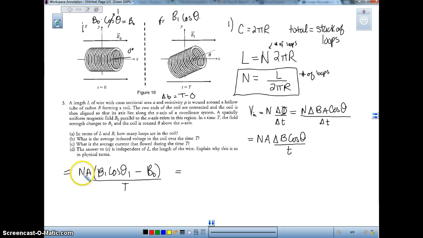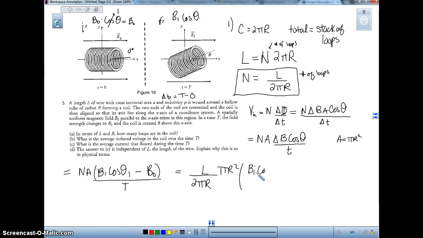Now I can't use n and I can't use a because those are the parameters that allow us to write this problem out. So I have to put in n and a in terms of what we have. We already have n as L over 2 pi r. Now a is the area which it cuts through, so the area is that of a circle, which is pi r squared. So pi r squared times all of this stuff.